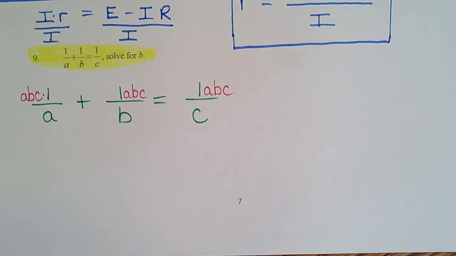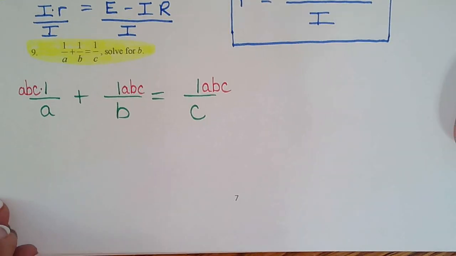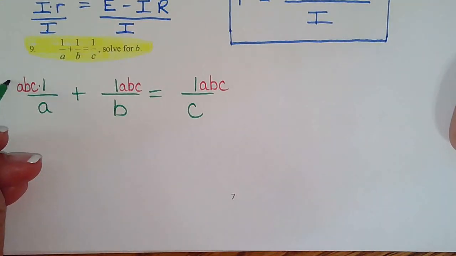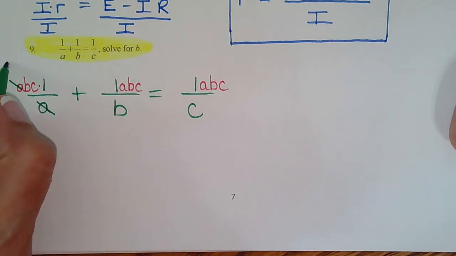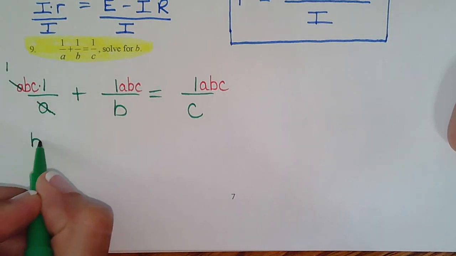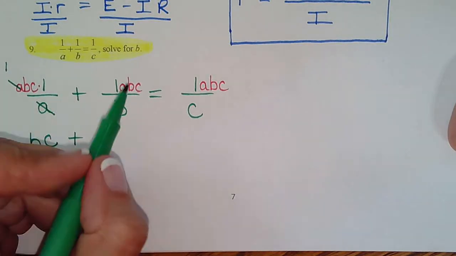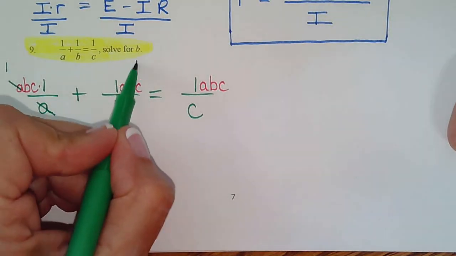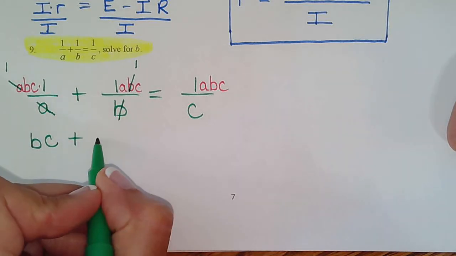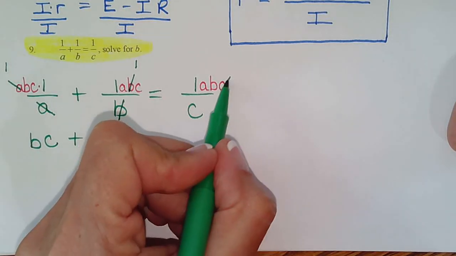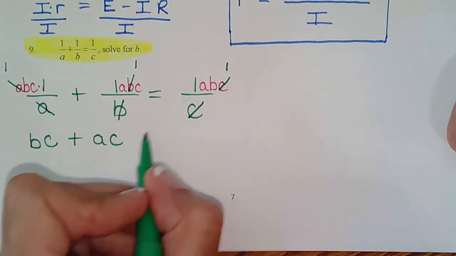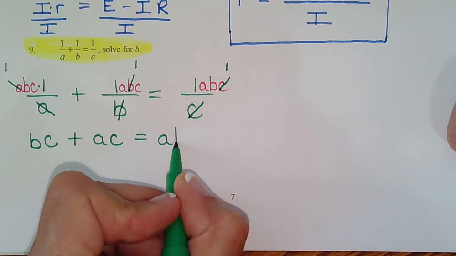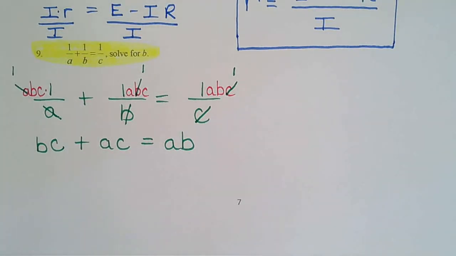And remember, if you've done it correctly, your fractions will disappear on the next step. So let's see if that happens. A divided by A is 1. So we get BC times 1, which is BC. Plus B divided by B is 1. I get 1 times AC, which is AC. Look at that. Fractions are gone. Woohoo! Now we just have a nice, simple equation to solve.